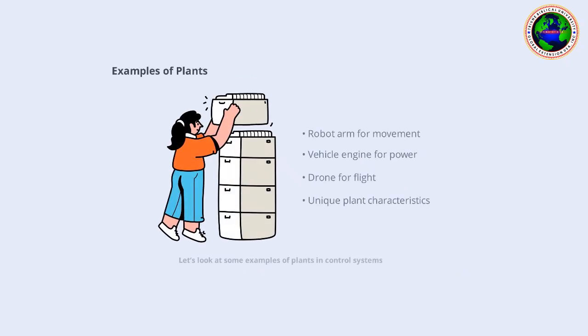Let's look at some examples of plants in control systems. A robot arm is a classic example where precise movement is needed. In vehicles, the engine is the plant with controllers managing speed and efficiency. Drones are another example where the plant includes motors, propellers, and sensors working together. Each plant has unique characteristics that influence how the control system is designed.